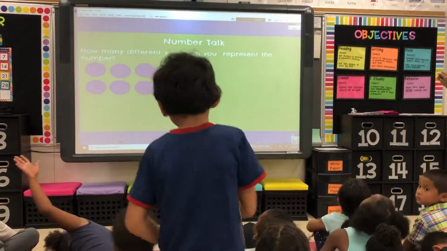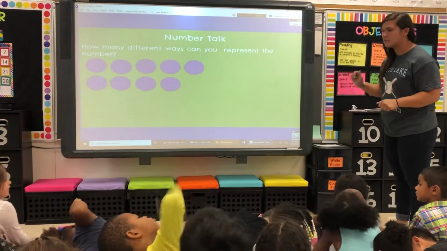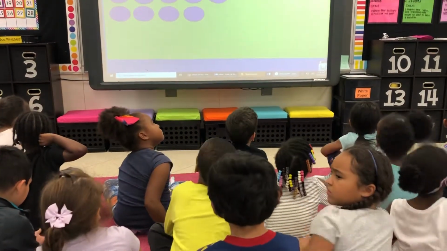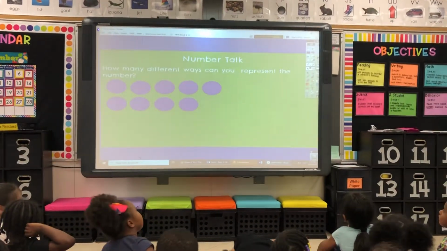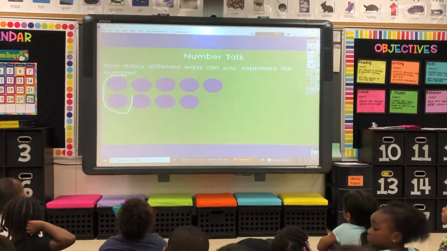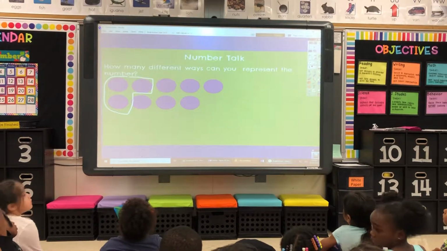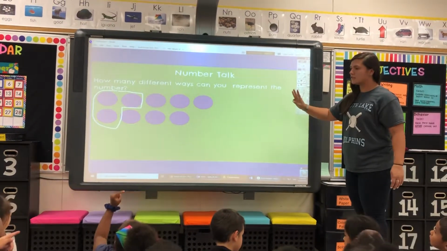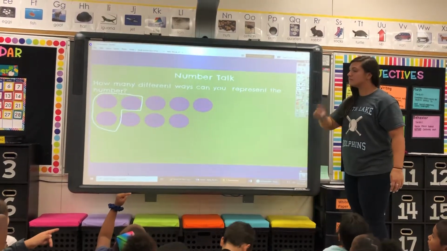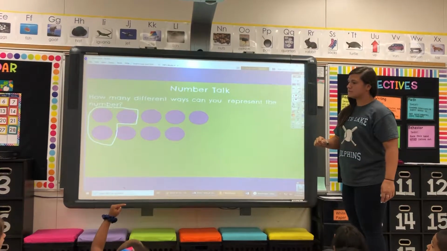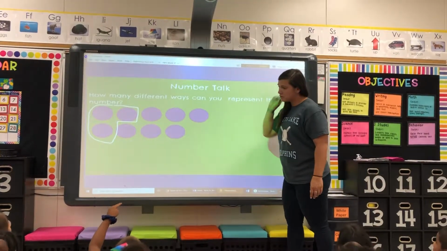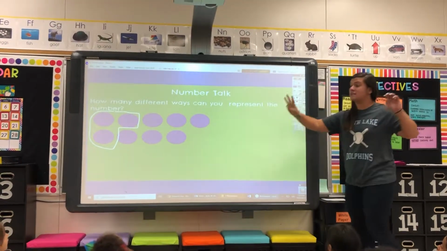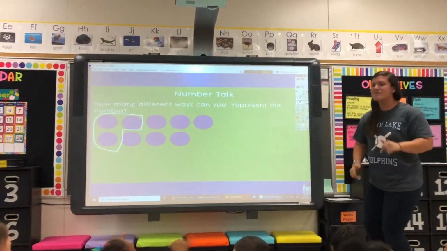Hands down. It's Fatima's turn. So if we start with 3, would it help you if I circled those 3? So we have 3. What's left? How many's not circled? 6. So we have 3 and 6, right? You too. Thank you.